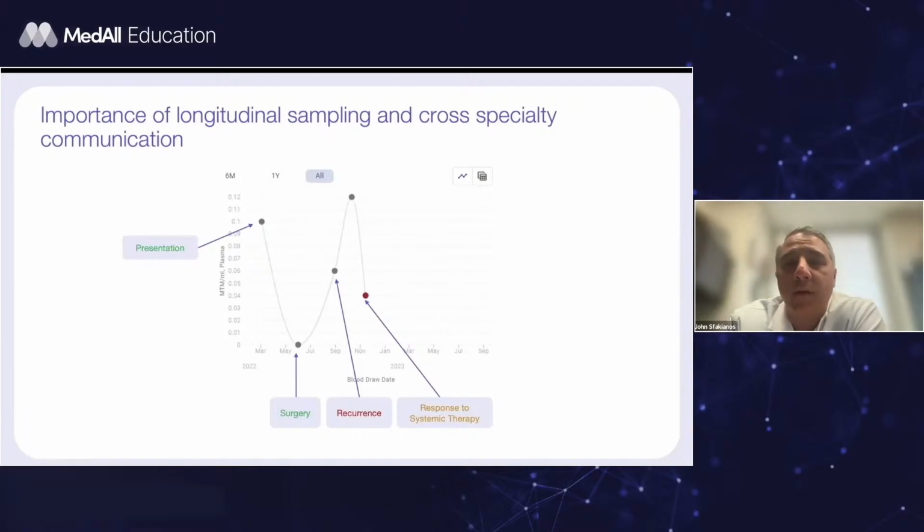And so this is where the cross-specialty communication is extremely important, because as a urologist, I would be seeing this patient here before surgery and then maybe immediately after surgery. And so when we see these types of results, it's extremely important that we communicate with our medical oncology colleagues or even our radiation oncology colleagues, whatever it may be, to help get the patients to the next level of care in a timely fashion.